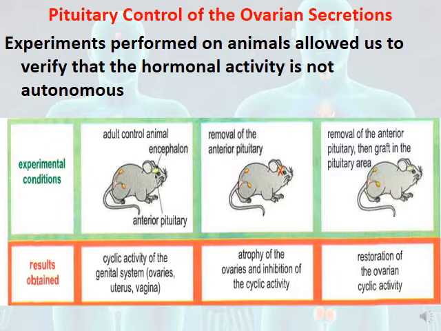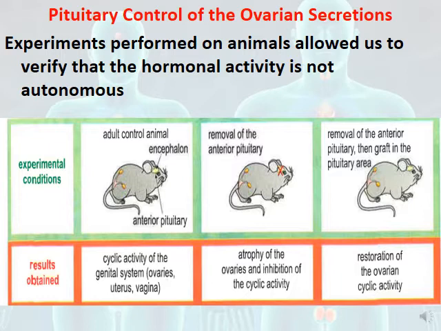Let's now talk about the pituitary control of the ovarian secretions. Experiments performed on animals allowed us to verify that the hormonal activity is not autonomous. Let's start with the first experimental condition. We have an adult control animal. It has the anterior pituitary, so we have cyclic activity of the genital system: the ovary, the uterus, and the vagina.